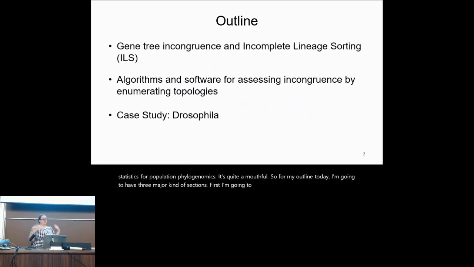First, I'm going to talk about tree incongruence and incomplete lineage sorting, which I'll refer to as ILS. And then we're going to look at some algorithms and software we've been developing for assessing gene tree incongruence by enumerating different topologies. And finally, we're going to look at a case study of the Drosophila species.